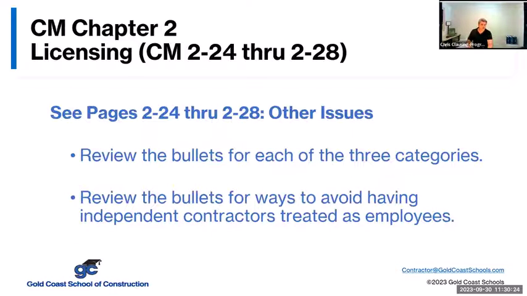So we're going to review the bullets for each of the 3 categories. And we're going to review the bullets for ways to avoid having independent contractors treated as employees. They kind of tell you what to do there. Page 2, I believe that one's 2-26. That's actually 2-28, the ways to avoid having independent contractors treated as employees. So just review those 4 or 5 pages.